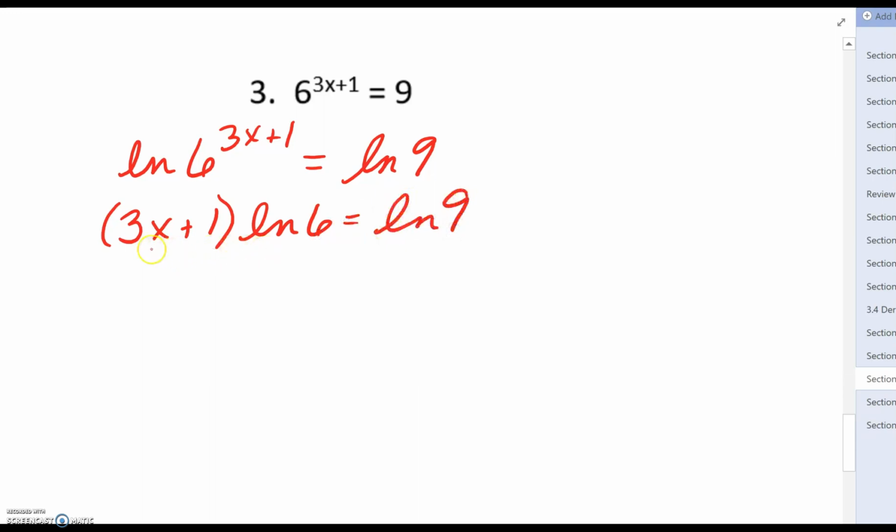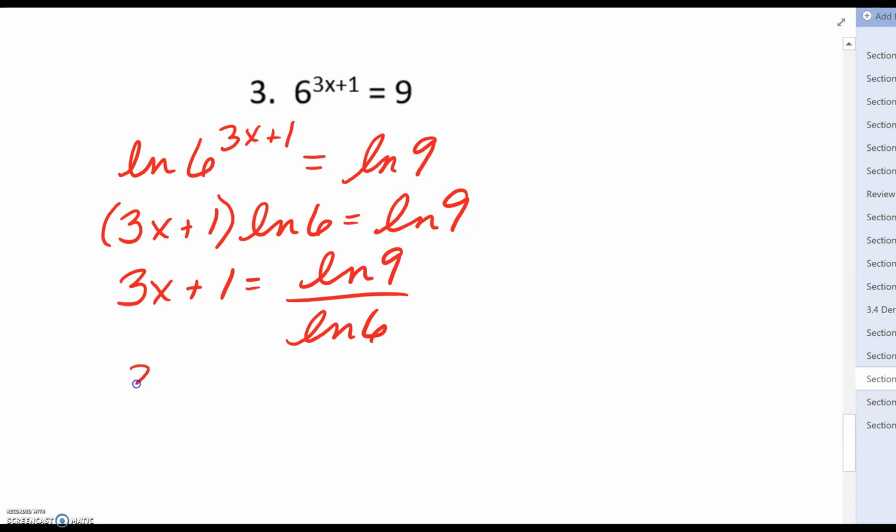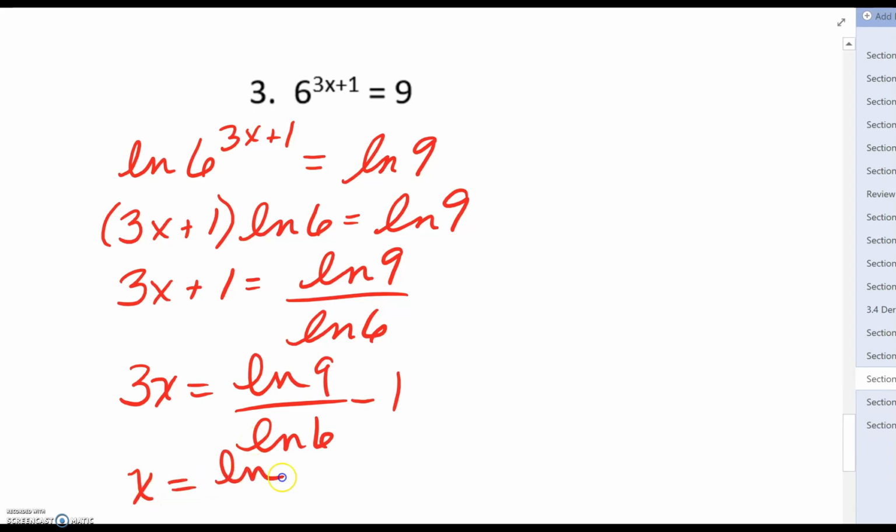And then you've got to isolate the x. So I will divide both sides by the natural log of 6. Subtract 1. And then you'll have to divide that whole thing by 3. So we're looking at this: natural log of 9 over natural log of 6, minus 1, that whole thing divided by 3.